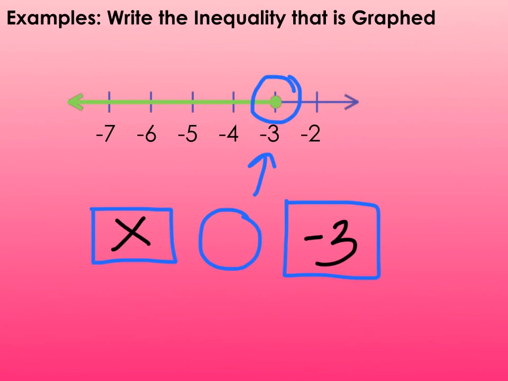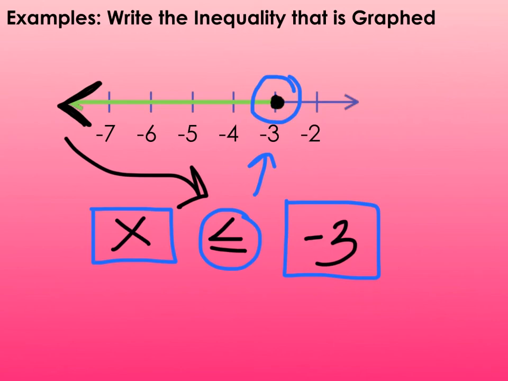Then I know that I am looking at all numbers that are smaller than -3, so I want to see a less than or equal to. Notice the tip of my arrow creates the inequality sign I'm looking at, and then I just need to make sure I remember it was shaded.